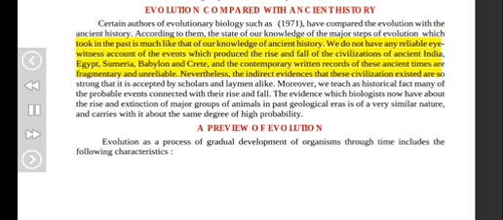We do not have any reliable eyewitness account of the events which produced the rise and fall of the civilizations of ancient India, Egypt, Samaria, Babylon and Crete, and the contemporary written records of these ancient times are fragmentary and unreliable. Nevertheless, the indirect evidences that these civilizations existed are so strong that it is accepted by scholars and laymen alike. Moreover, we teach as historical fact many of the probable events connected with their rise and fall.